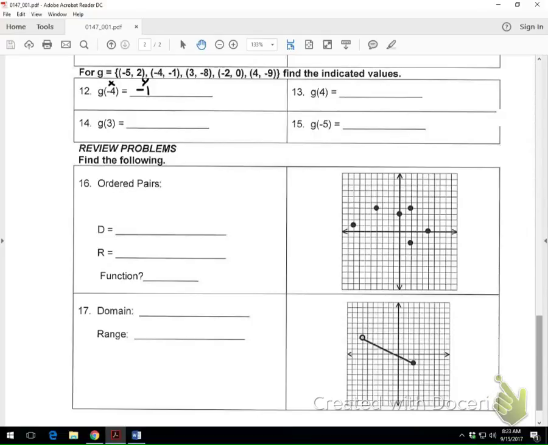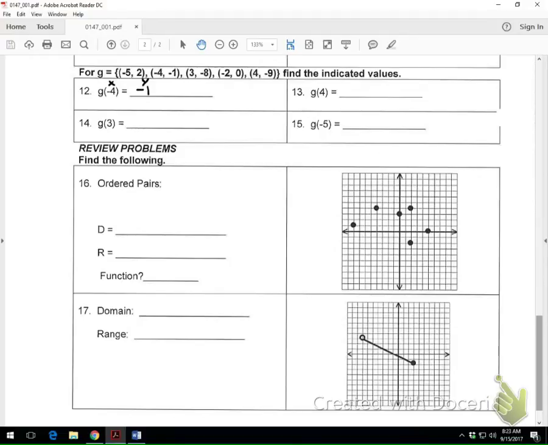Okay, domain and range, 16 and 17. When you have ordered pairs, your domain, what are you going to do? Are you going to write out less than or equal to x, less than or equal to something, or are you going to list the numbers? List the numbers. They're dots. Draw your lines to the x-axis. Figure out what number it goes to, and then draw your lines to the y-axis. So list your domain numbers, your range numbers, and then tell me, is it a function, yes or no? Okay. 17 is just domain and range.